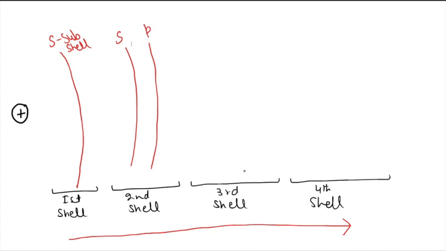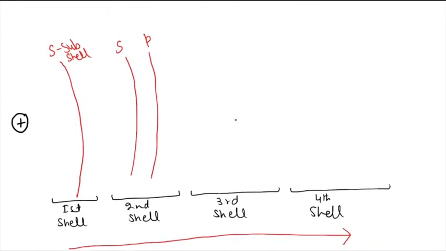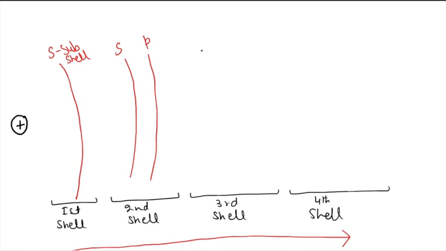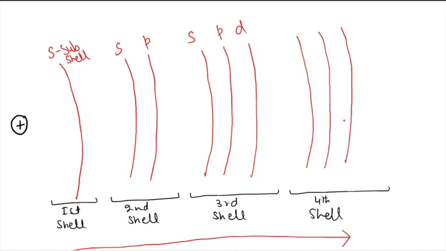In the third shell, how many subshells are present? Look at this table. In the third shell, there are 3 subshells, S, P, D. So I will draw 3 lines, one for S, second line for the P subshell, and third line for the D subshell. This is S, P, and D. And the fourth shell, there are 4. In the fourth shell, 4 subshells are present, S, P, D, and F.